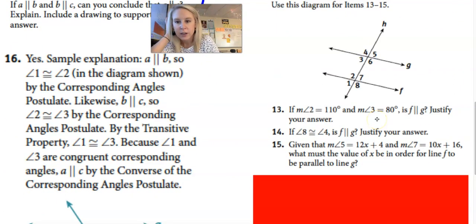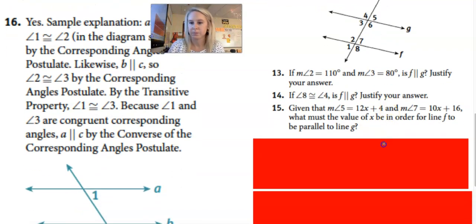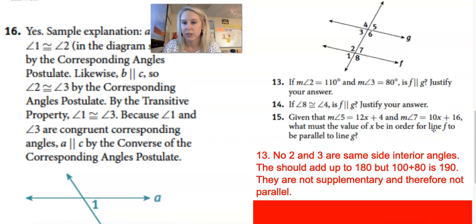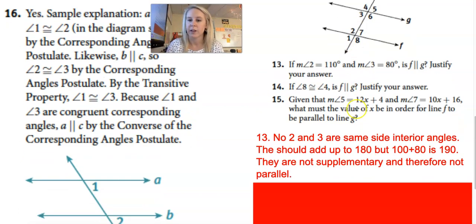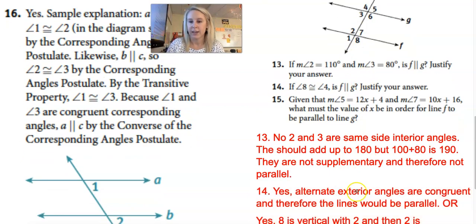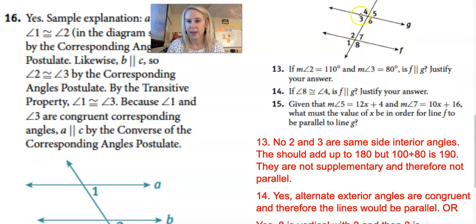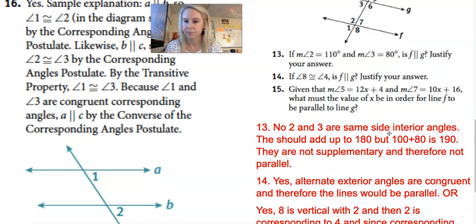All right, 13. If 2 is 110 and 3 is 80, are they parallel? No. So 2 and 3 are same side interior angles. I would expect them to be supplementary, but they instead add to 190, which is not good, so they're not parallel. 14, if 8 is congruent to 4, are they parallel? So yes, we know alternate exterior angles should be congruent, so if they're congruent, then my lines are parallel.